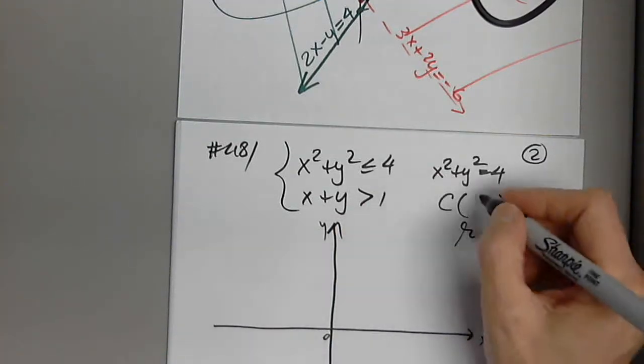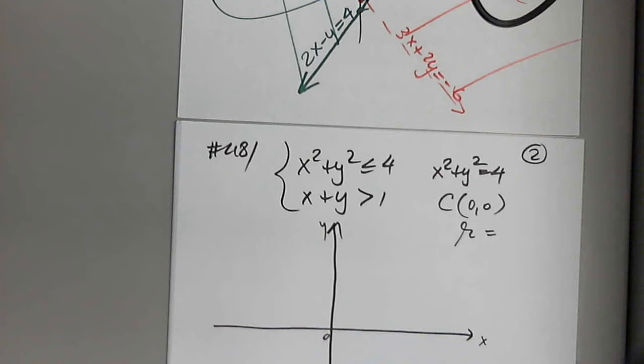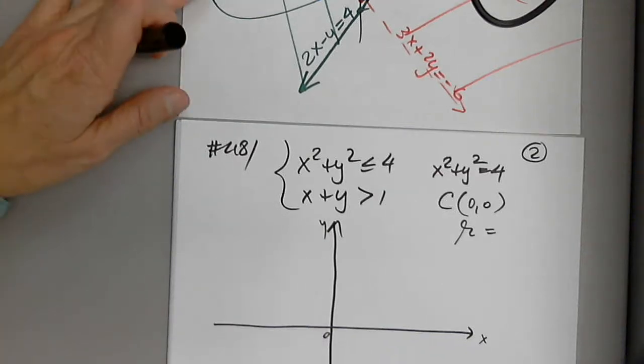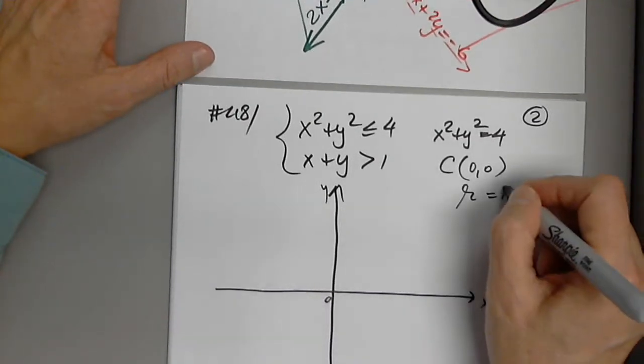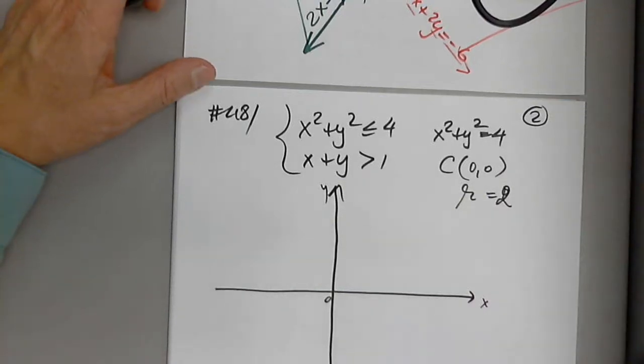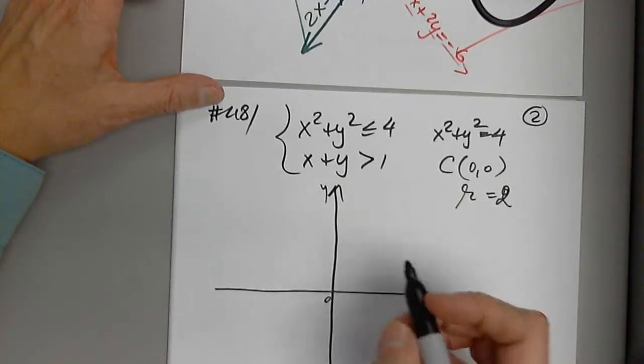0, 0. Very good. I don't subtract anything from x. I don't subtract anything from y. Awesome. So the radius is? 2. Yes. I wanted to write r again. I don't know why.